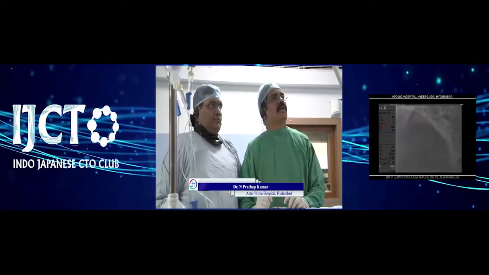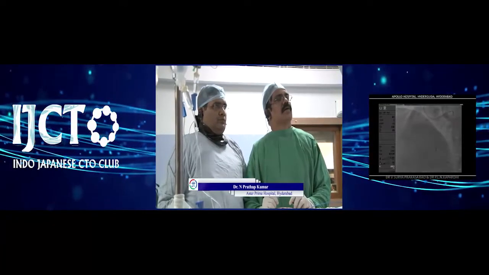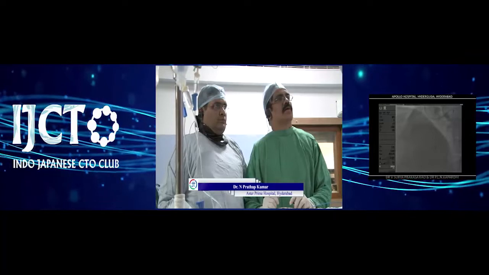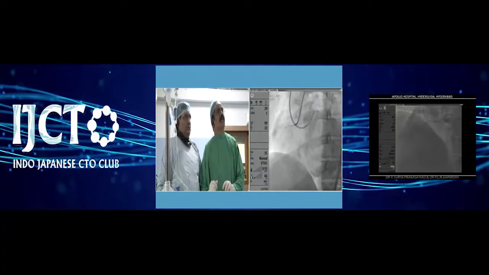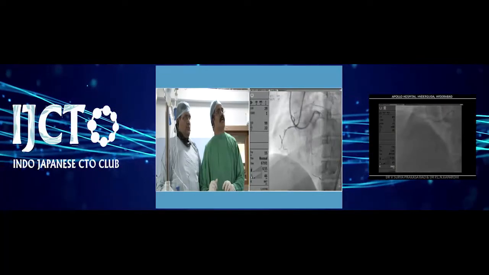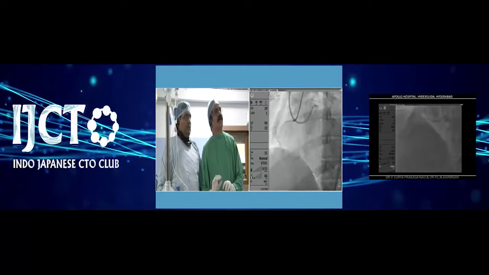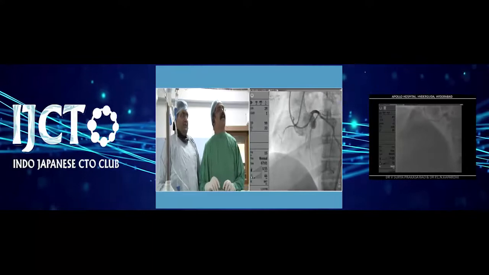There is a good RV branch. If the guide is not giving support, we can use that as an anchor also. So that would be my approach here. Okay, other opinions? I think FineCross and Fielder XT would be the ideal approach in this case. Okay. Or XTR? Okay. What is your choice? XTR, yeah. So XTR.